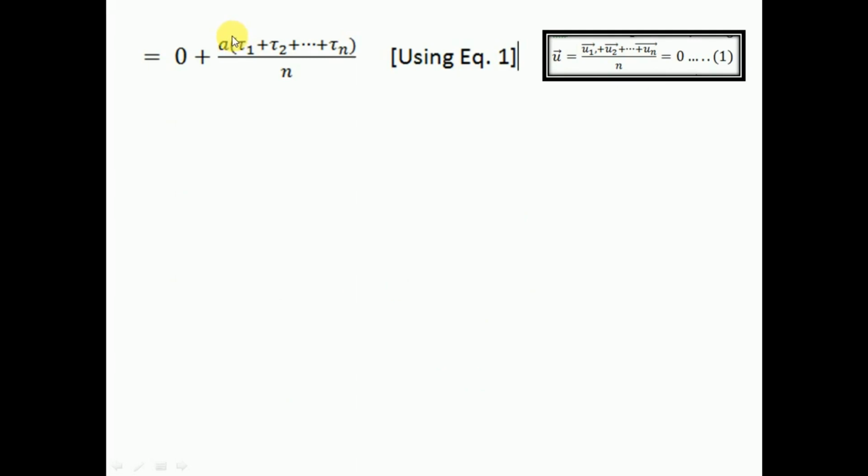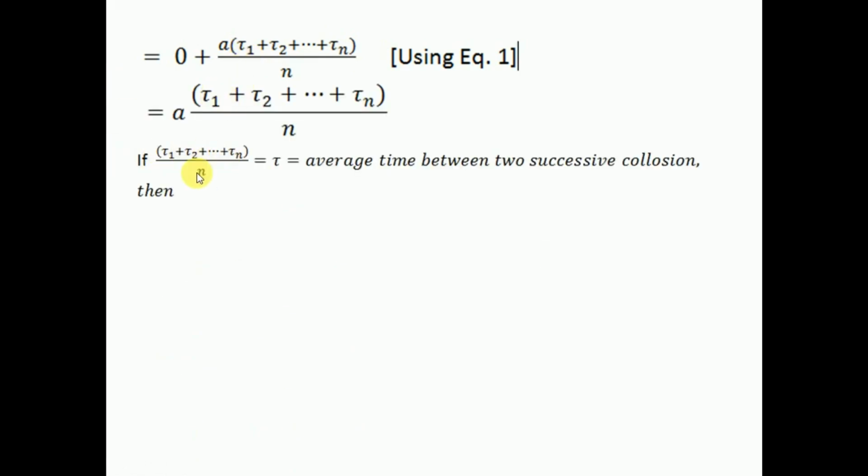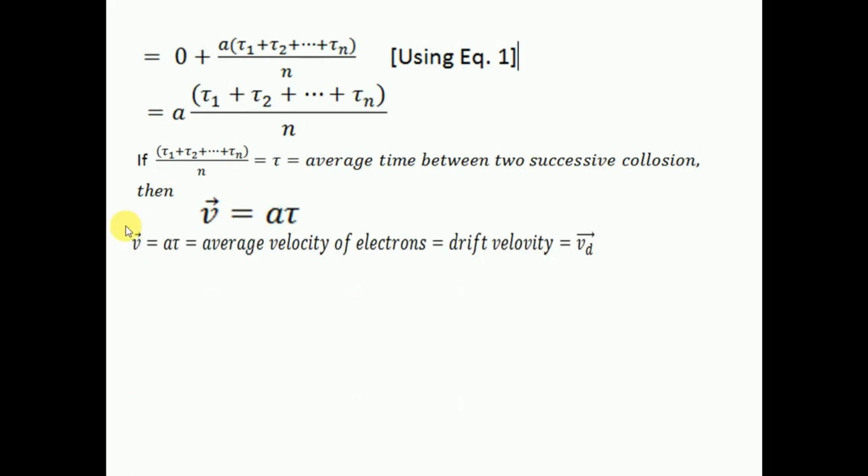Now I'll take the average of the times to be tau. If (tau1 + tau2 + ... + taun)/n is tau, that is the average time between two successive collisions, then my equation will look like this. Instead of this, I have put tau. So v = a·tau, with acceleration as a vector. Now v is the average velocity, and the average velocity of electrons is also known as drift velocity, so I can write v as vd.